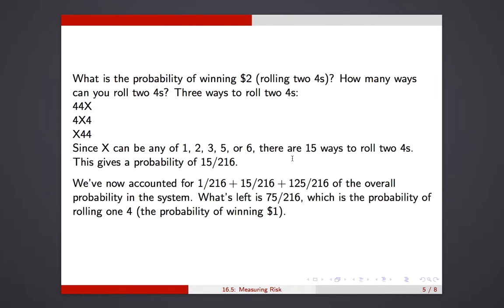So we've now gotten 3 probabilities. We've gotten 1 over 216, 15 over 216, plus 125 over 216. So we've accounted for this much of the probability in the system. And so if you add these up, 125 plus 15, that's 140, and then plus another 1 is 141. We have accounted for 141 out of 216's worth of the probability. So what's left over is 75's worth of the 216. And therefore that must be the probability of rolling 1 four, because that's the only possibility that's left.